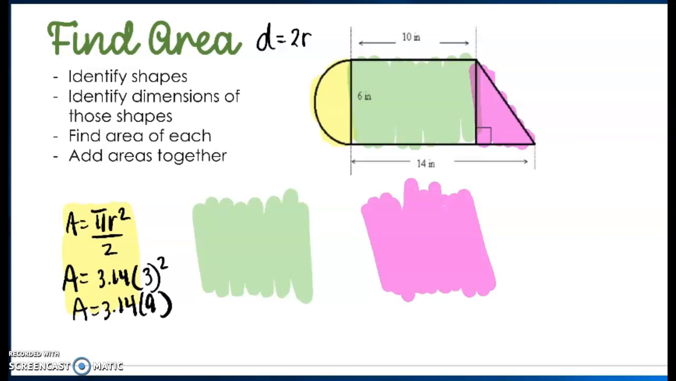3.14 times 9, which is 28.26. Okay, then we're going to do the area of the green rectangle, which is length times width.